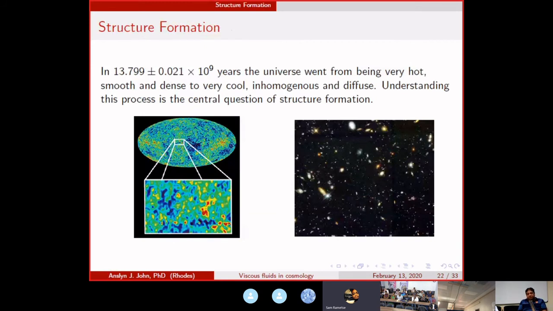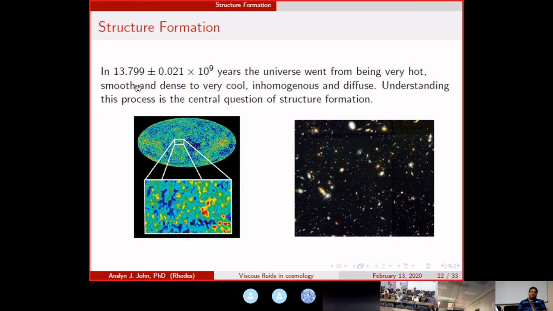Okay, so I'm going to very quickly give us a top-down picture of what structure formation is, what I mean by this. The universe is approximately 14 billion years old, and in its infancy, it was incredibly hot, smooth, and dense. This is an image of the temperature fluctuations in the microwave background radiation, and you can see it's incredibly smooth, and the structures occur on these very small scales.